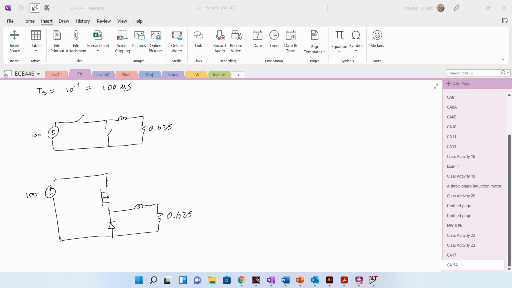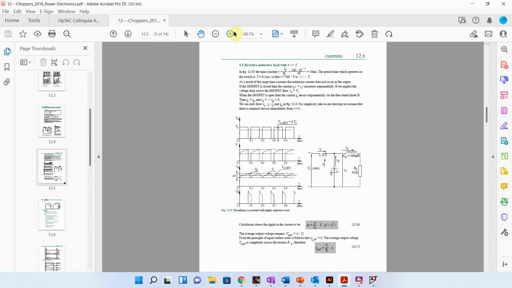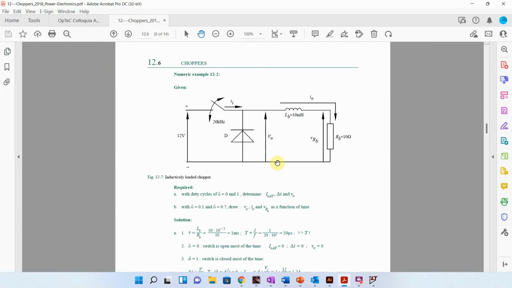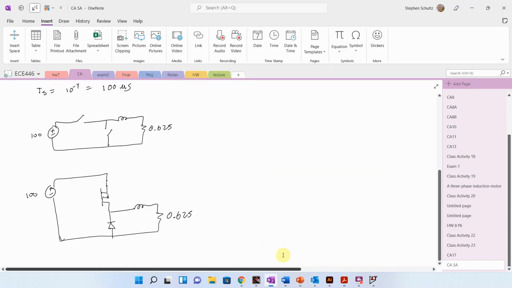Now we need the value for our inductor. We could go back to what we derived before, or we can grab the book and look for the base equation. Here is our base equation. This one uses little delta instead of D for the duty cycle. Here is our current equation: V over L times T times D minus D squared.